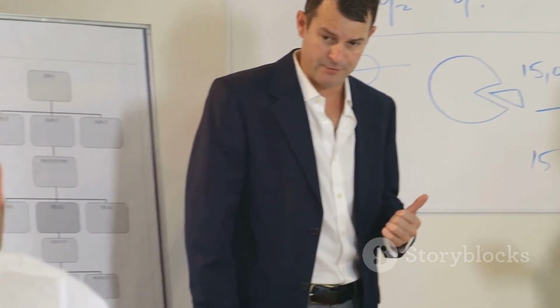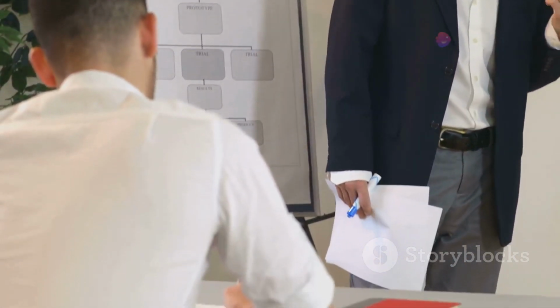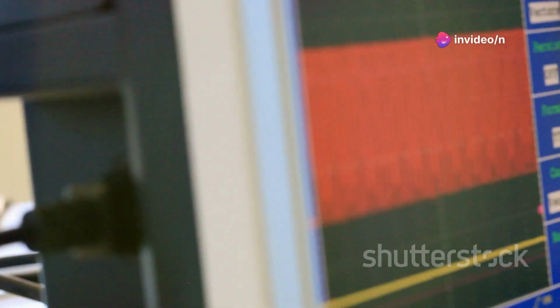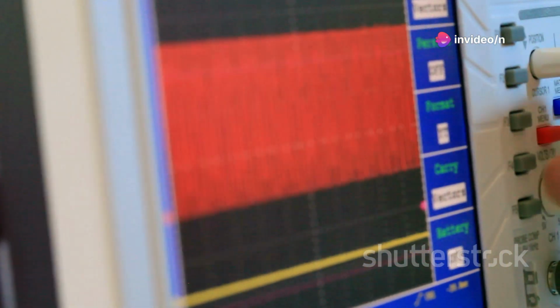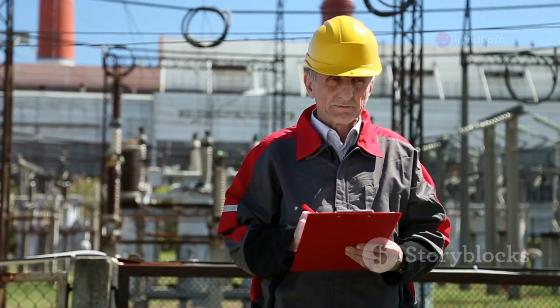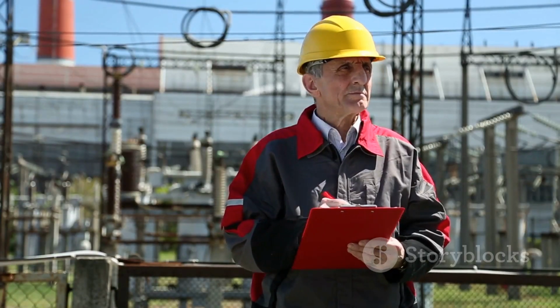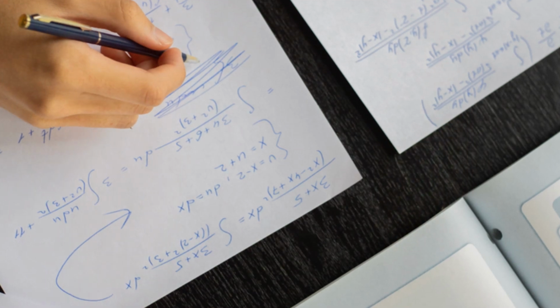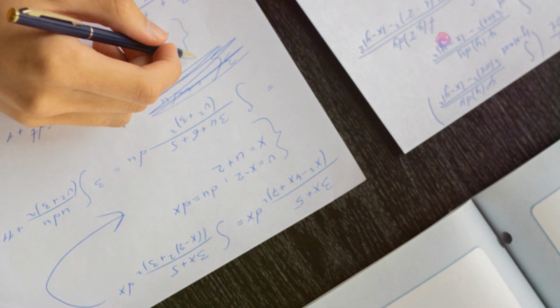Section 7. RMS and its role in AC circuits. In AC circuits, where voltage and current are constantly changing, RMS values are essential for analyzing and designing circuits. Here's why. First, power calculations. RMS voltage and current are crucial for calculating power in AC circuits.